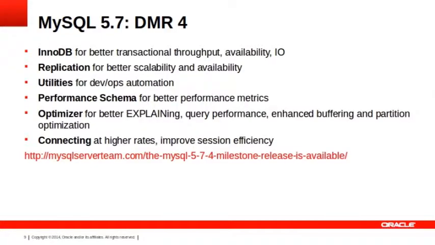Then the optimizer can reduce the cost of a query by better optimizing the explain and other things. And high connection rate. Basically, the connect rate and disconnect rate is higher. Like in 5.5, the simple connect and disconnect rate was something around 15 to 17K. Then 5.6 was around 27K. These are all approximate data. Now, what do we get in 5.7? 5.7.4 is almost 56K per second, connect and disconnect.